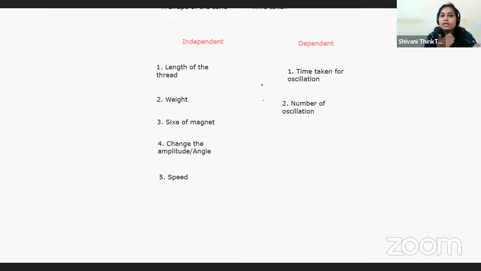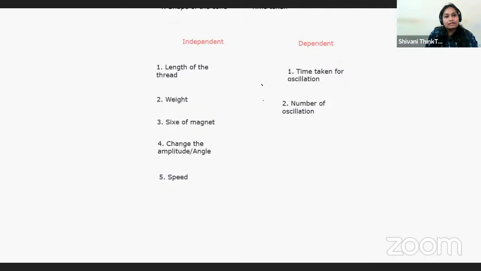Okay, so what else do we keep constant? The mass. If we are changing the length, amplitude is fixed, mass is constant. Correct? But if you keep the mass constant, you can change the length, or if you keep the length constant, you can change the mass. Yes, both ways. So for changing the length, I can keep the amplitude constant, mass constant, and shall I fix the number of oscillations?